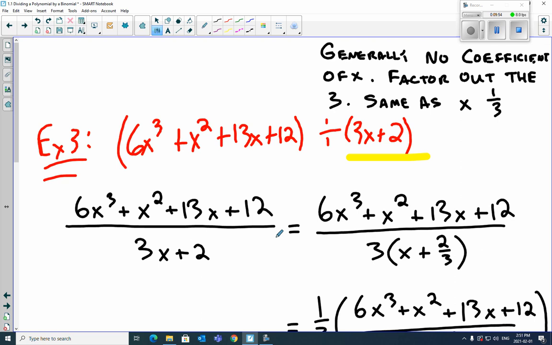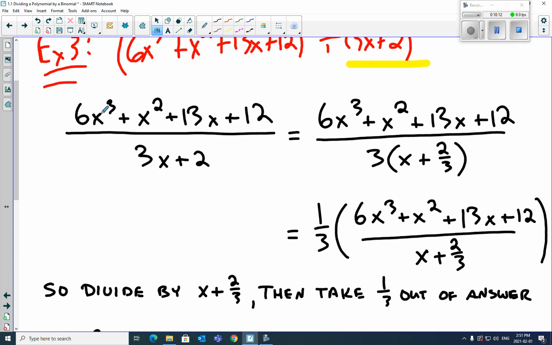We can't do that. Normally, when we do this, there is no coefficient of x. So it'd be like x minus 2 or x plus 1 or something like that. Well, the first thing we got to do is factor out a 3. When we factor out a 3, that's the same as multiplying it by a third. So let's write it down. So 6x cubed plus x squared, excuse me, plus 13x plus 12 divided by 3x plus 2. Now, on the bottom, we need to take out a 3. So that's easy. 3x divided by 3 is just x, but 2 divided by 3 is 2/3. We're going to be dealing with a fraction.